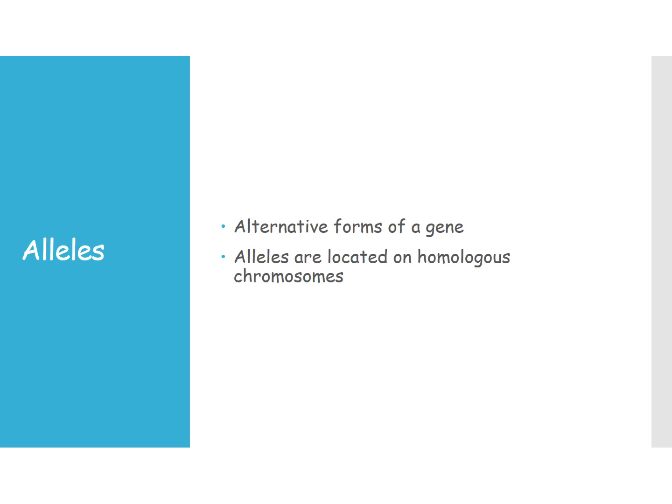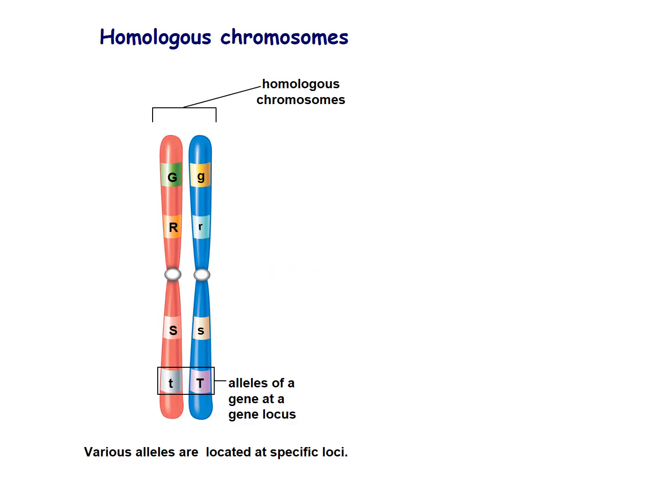Alleles are located on homologous chromosomes. Homologous chromosomes are not identical, but contain the same traits in the same order. You receive one homologous chromosome from your mother, the other from your father. Loci describes the exact location of a particular gene.